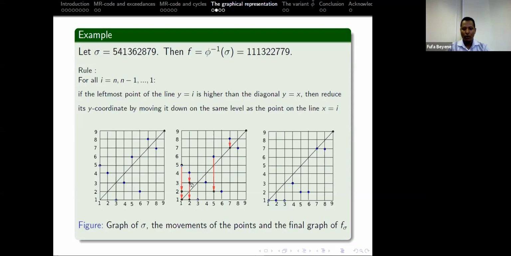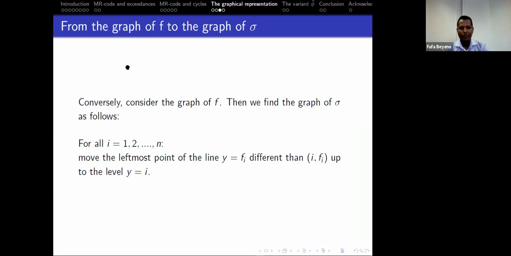Following the same procedure, you will have this resulting graph, and this graph is associated to the subexceedant function f, this one. So this is how we can use the graphical construction to construct f from sigma. Conversely, we consider the graph of f, and we again follow the following procedure to construct the graph of sigma.